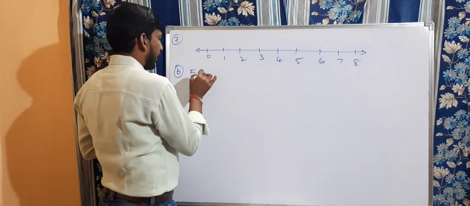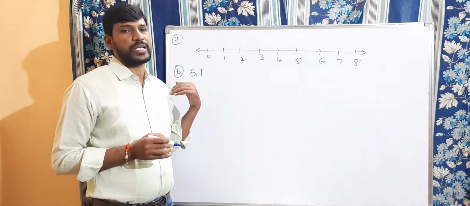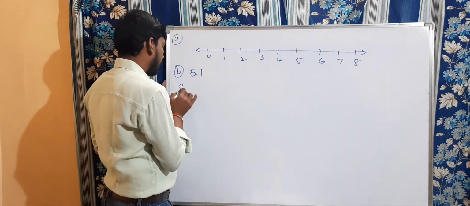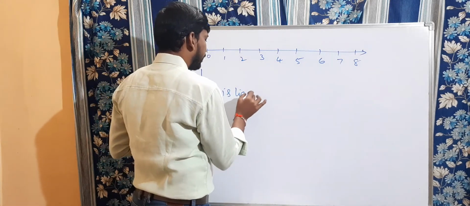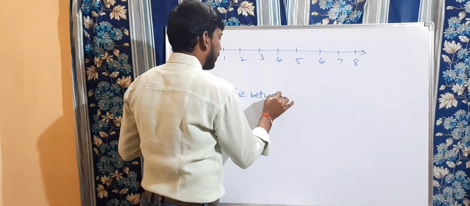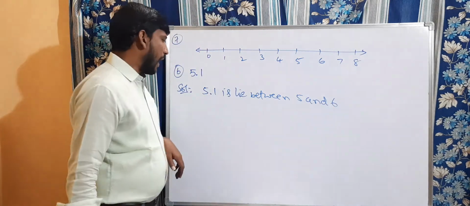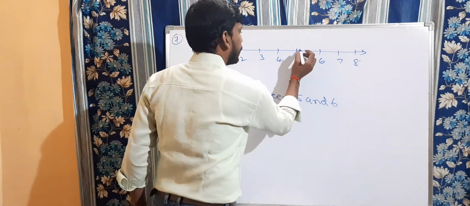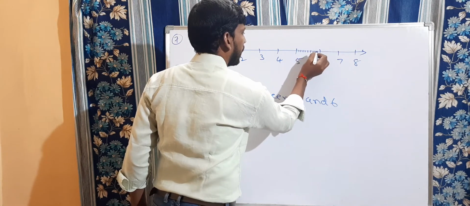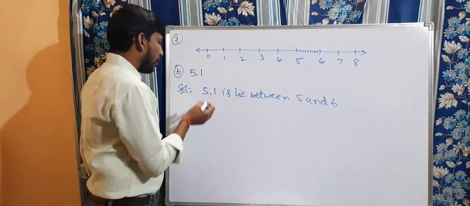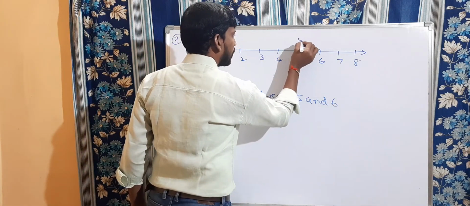They have given 5.1. 5.1 is nothing but after 5 and before 6. So 5.1 lies between 5 and 6. First part is completed. And in between 5 and 6 we need to take 10 parts: 1, 2, 3, 4, 5, 6, 7, 8, 9. 10 parts are there. Now represent 5.1 on the number line. After 5, this is 5.1.